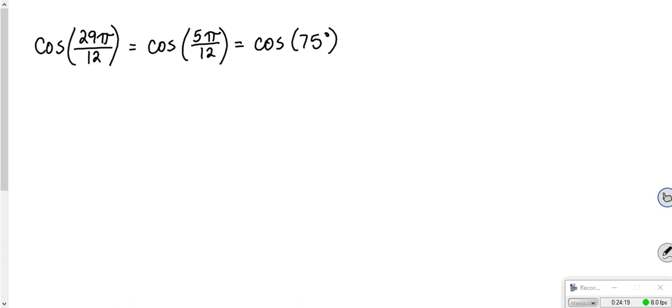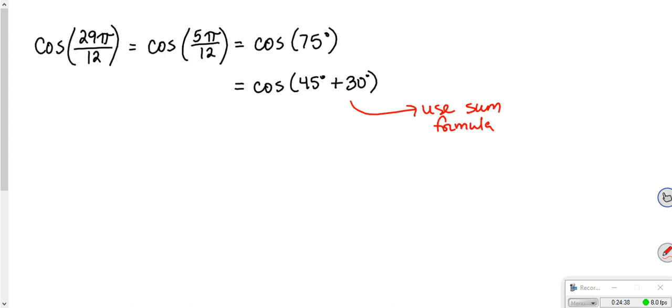So, cosine of 75 degrees is cosine of 45 degrees plus 30 degrees. Use the sum formula. Now, again, I'm not going to do it again. It was like the third or fourth problem we did from the beginning of this video. So we already have the answer to this. That is root 6 minus root 2 all over 4.